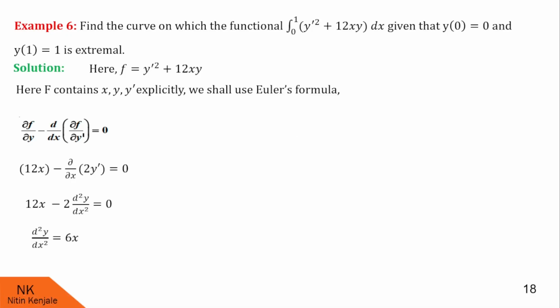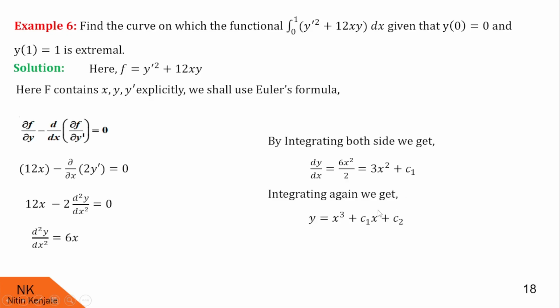To do so, we integrate it with respect to x on both sides. So we see the LHS becomes dy by dx. The integration of 6x is 6x square by 2, which is nothing but 3x square, plus the integration constant c1. Let us integrate it one more time. Now the LHS becomes y, and the RHS becomes 3x cube by 3, that is only x cube, plus c1x plus the integration constant c2.